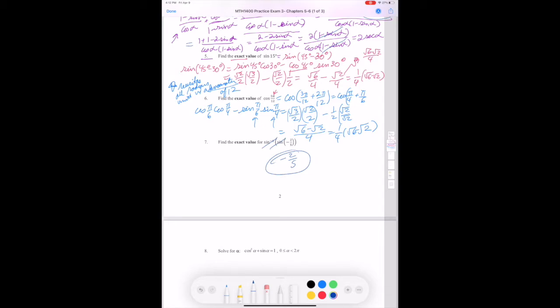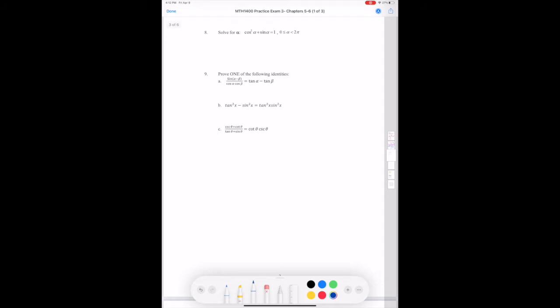For problem 8, I have to solve one of the following. So I solve for alpha. So I have cosine squared alpha plus sine alpha equals 1. The first thing I want to do is replace this cosine squared alpha. I'm going to rewrite that as 1 minus sine squared alpha plus sine of alpha equals 1. Subtract 1 from both sides. I get negative sine squared alpha plus sine alpha equals 0. And then I factor out a factor of sine.